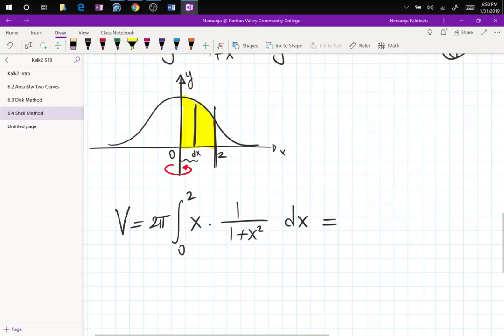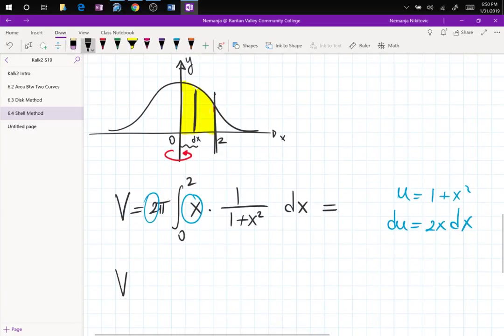Now, this x really messes it up, right? So we have to do now what, because this x is around. U sub, very good. U equals 1 plus x squared. du equals 2x dx. I already have 2x. You see that? I'm just going to steal that 2 from the pi. We can do that. So V is equal to pi integral of du over u. And my limits have to change now because I am hopping the domain from x's to u's.